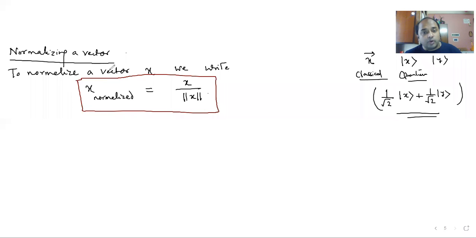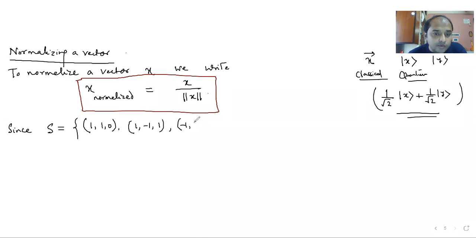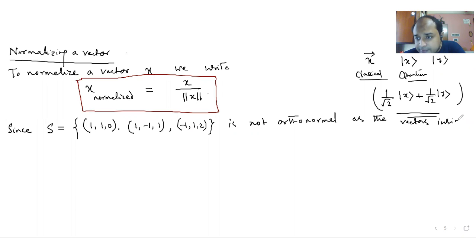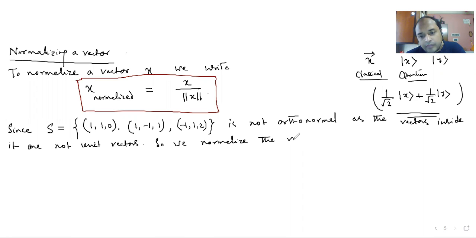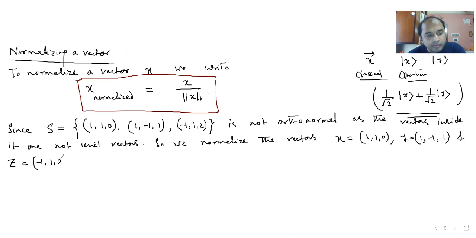Okay. So now I can write that since the set S, with vectors 1 1 0, 1 minus 1 1, and minus 1 1 2, is not orthonormal as the vectors inside it are not unit vectors, the vectors inside it are not unit vectors. So we normalize the vectors as follows.